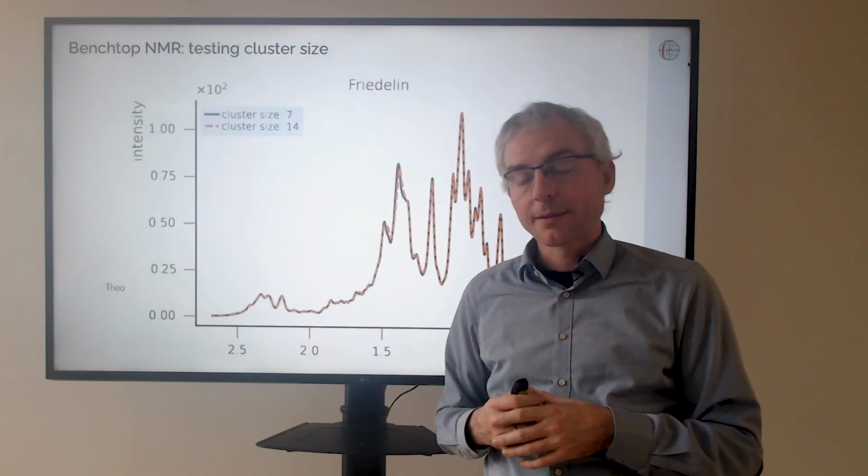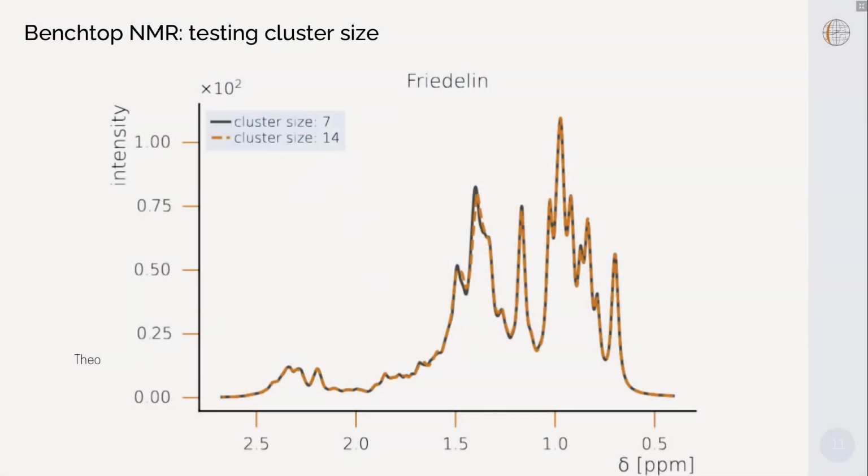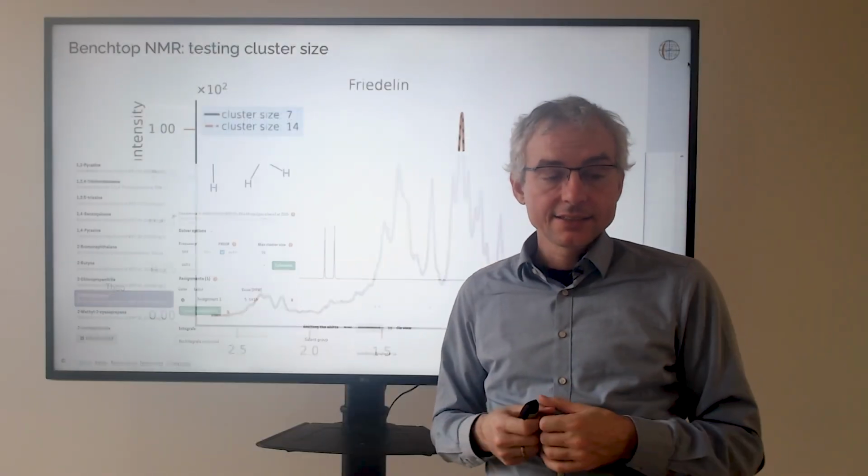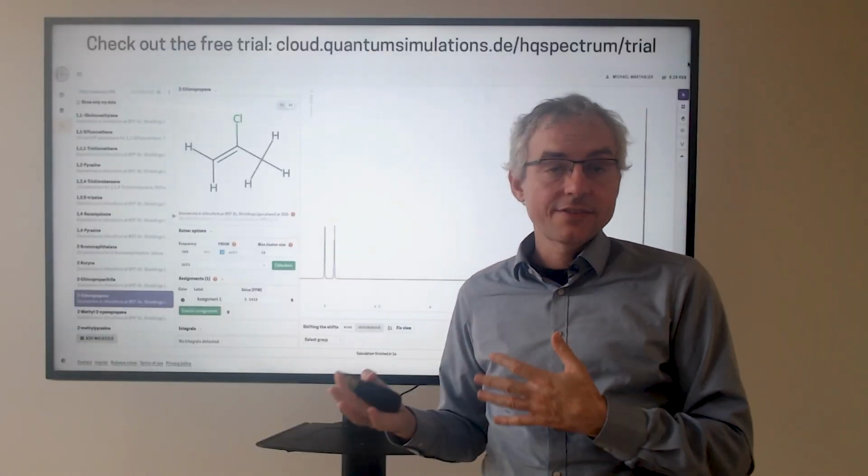Here, for example, we see fridolin, and what you see is that calculating this for a cluster size of 7, mind you, this is again for 80 megahertz, has basically already converged. You see hardly any difference between going from a cluster size of 7 to a cluster size of 14. And with this, I'm at the end of this presentation.